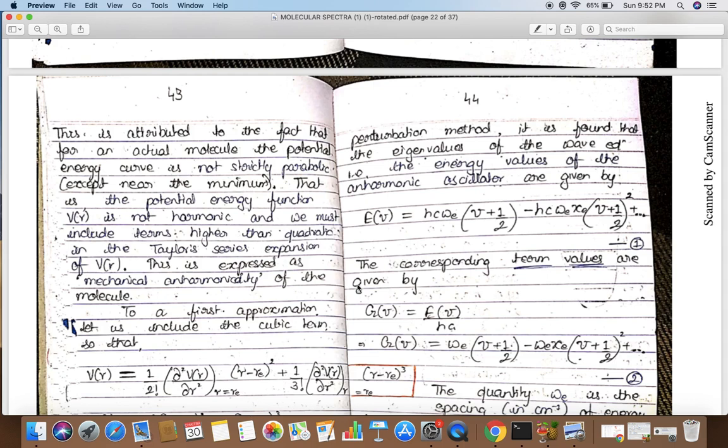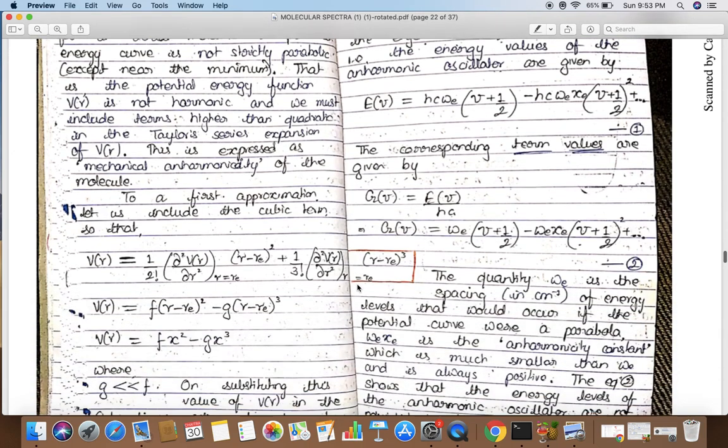So it means that we have to model this potential V of R. For this, we expand it in a Taylor series so that we can include a few higher order terms, quadratic terms and cubic terms. Even if we take the cubic term, it will provide a more appropriate analysis of the diatomic molecule for the vibrational spectra.